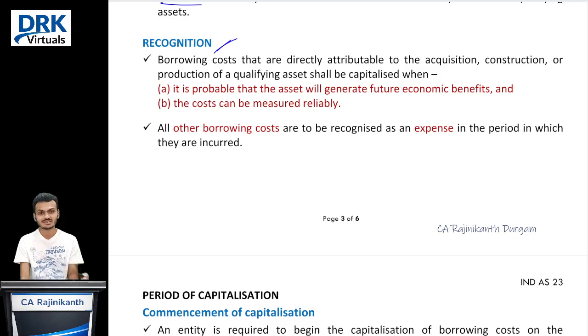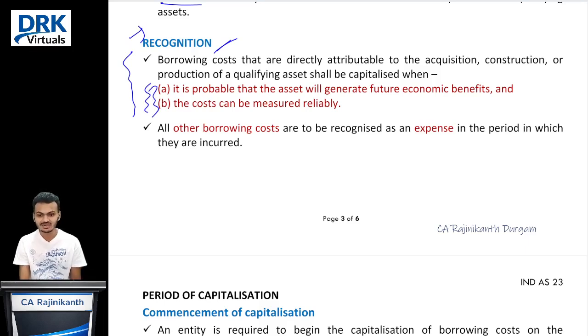After that, we discussed the core principle of the standard, and thereafter we covered qualifying asset and what is borrowing cost, right? After that, have a look at this recognition principle. It is same to same as per Ind AS 16. Correct? This recognition principle.